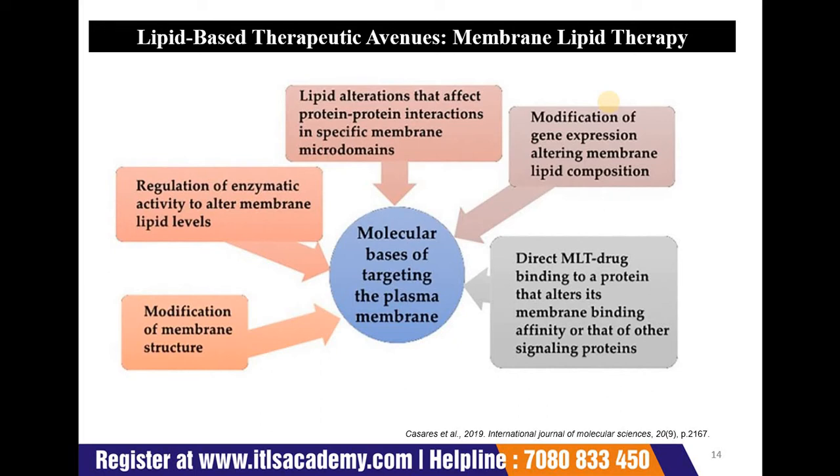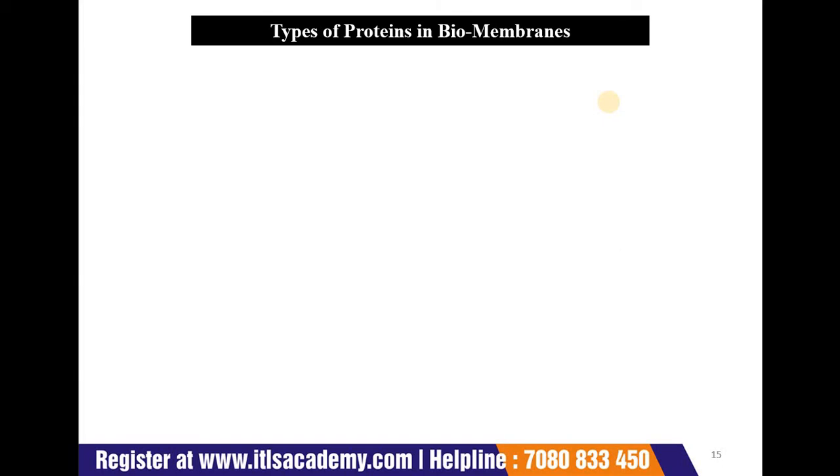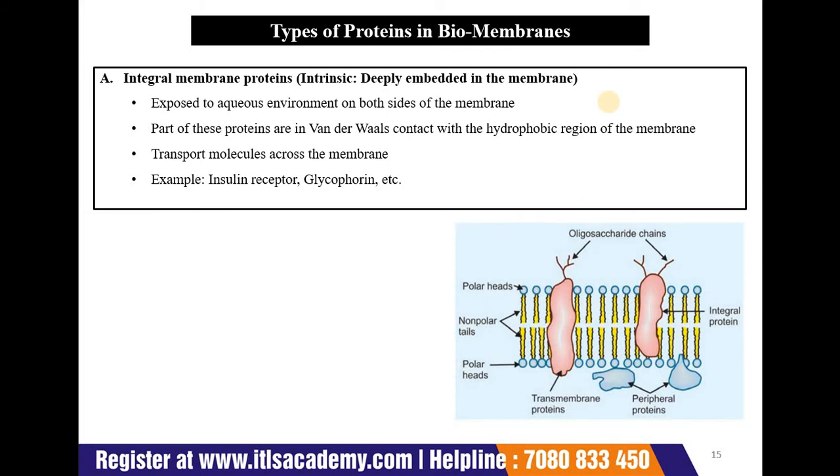There are a lot of diseases under trial which can be treated using this membrane lipid therapy. For example, it plays a very important role in oncology treatment, metabolic and cardiovascular diseases, as well as in neurodegenerative disorders. Now, another major component of the biomembrane, as I mentioned earlier, is proteins. What types of proteins are present in the biomembranes?